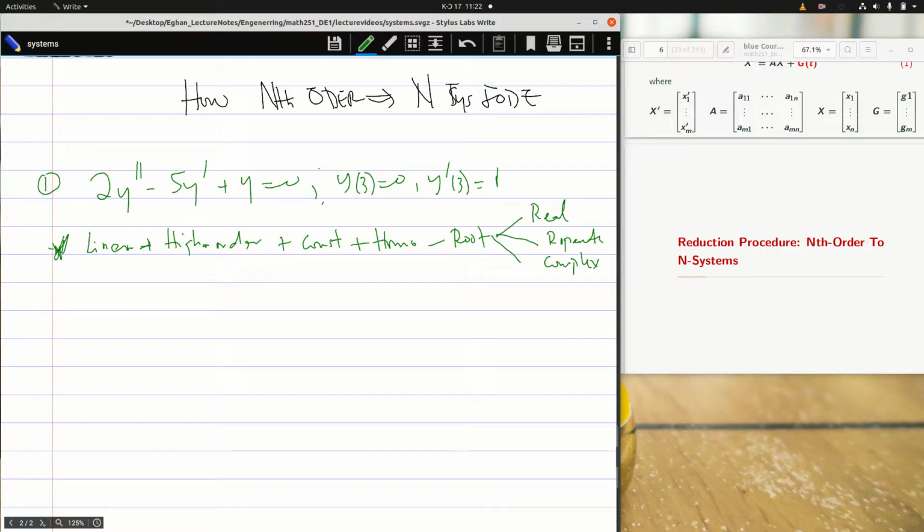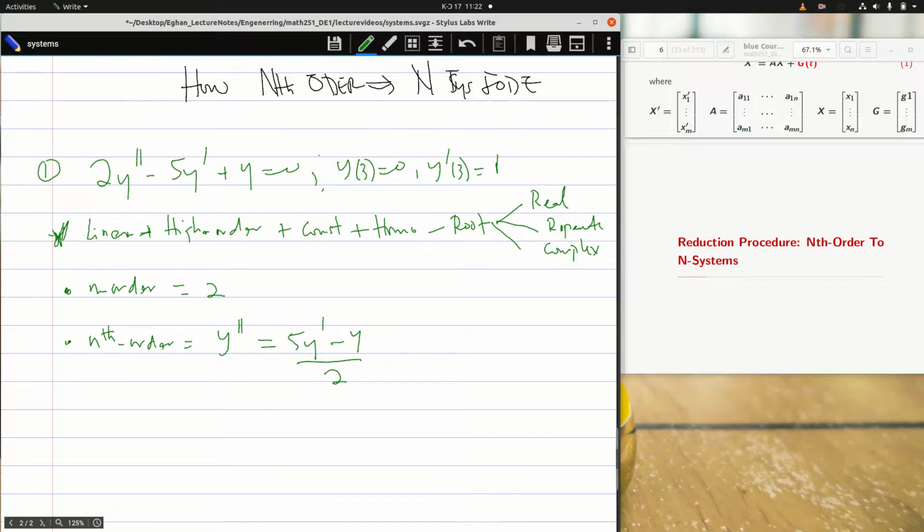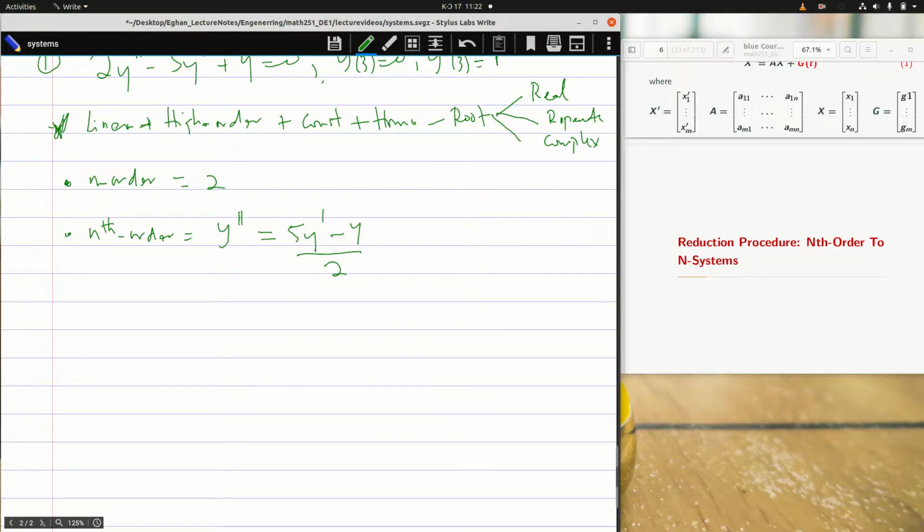So the first thing I'll ask myself, what is the nth order here? It is 2. So I want to know the highest order here. That is y prime prime as a subject. That will be equated to 5y prime minus y over 2. Okay. Now because the highest order is 2, how many systems do I expect? So I'll write the number of systems of first order differential equations. I expect 2 systems because the order is 2.